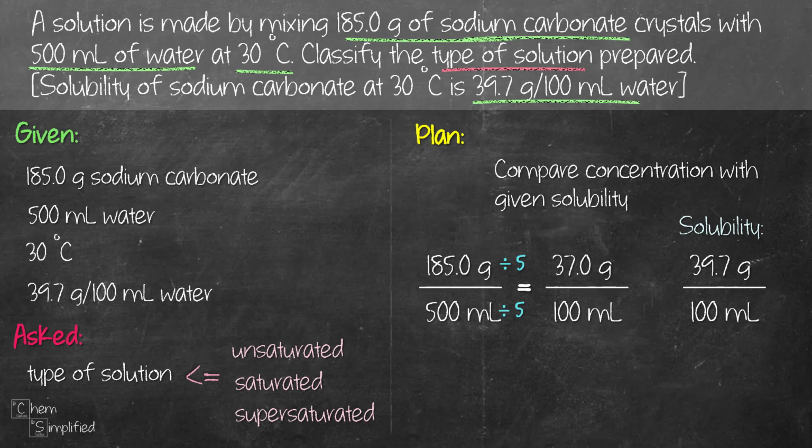So now, look at the concentration that we have prepared, which is 37 grams. And we compare it with the solubility that is given at 30 degrees, which is 39.7 grams. 37 is less than 39.7. So that means we could still add more solute, which is sodium carbonate, into the solution, and it would still dissolve. So that means the solution that we have prepared is an unsaturated solution. With that, we're done answering this problem on solubility.